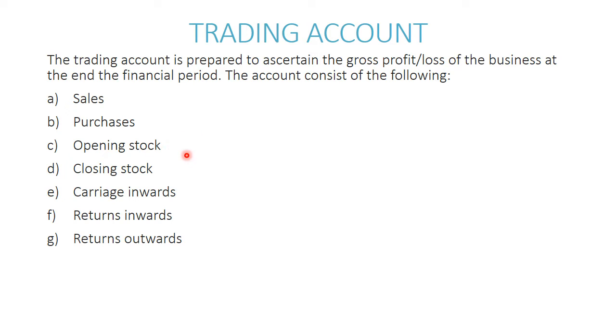Then we have opening stocks. At the beginning of every financial period, it's possible that you find some stocks which were left unsold in the previous accounting period. As we open the new financial period, we call those opening stocks. Then we also have closing stocks. At the end of the financial period, those are goods that are left unsold. They are referred to as closing stocks. It is worth noting that the same closing stocks, as you begin the next financial period, are the ones that we refer to as opening stocks.